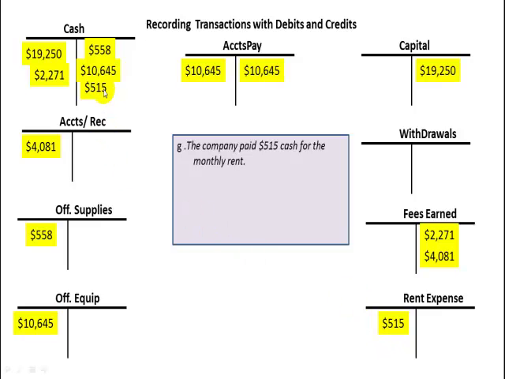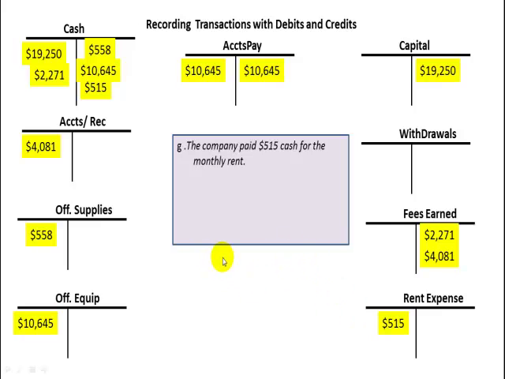The asset side's being lowered, and so is the owner's equity side, because anytime you have any debit to any owner's equity account, that lowers owner's equity. Again, any debit to any owner's equity account lowers owner's equity, and any credit to any owner's equity account increases owner's equity. So what we've done is we've lowered both sides. Assets went down by $515, and so did the owner's equity portion.